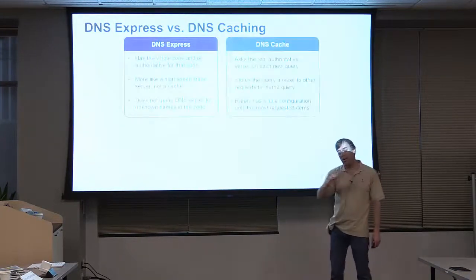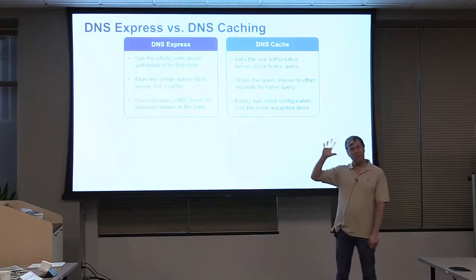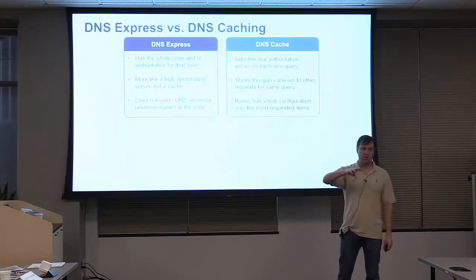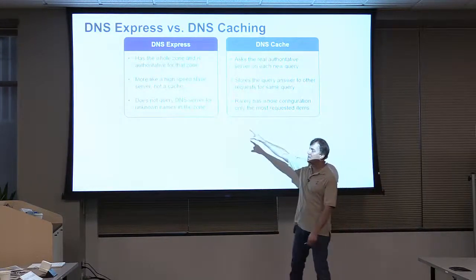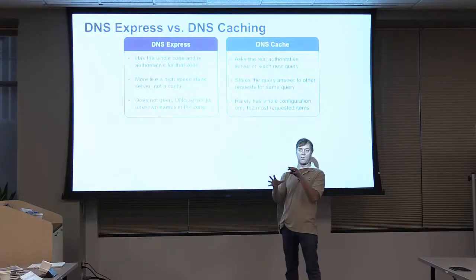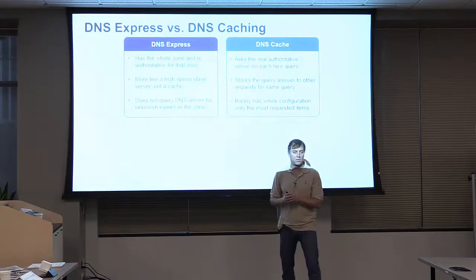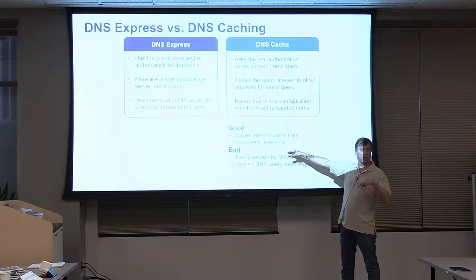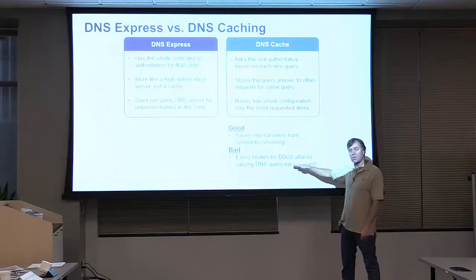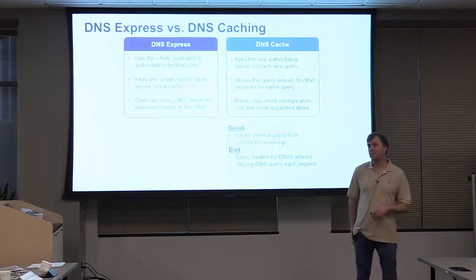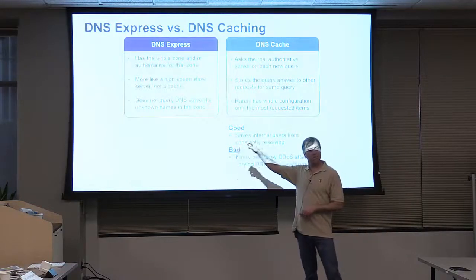Kind of worth noting the differences here. You might think, well, that sounds kind of like caching, but there are some significant differences between DNS Express and caching, right? DNS Express really is more like a high-speed slave server. It only has a certain zone, and it's only going to answer for that zone's stuff. Caching, there's good and bad, right? Caching is good because it saves internal resources from looking things up multiple times, but it's also more exposed to some of the typical DNS DOS attacks, where DNS Express is not.